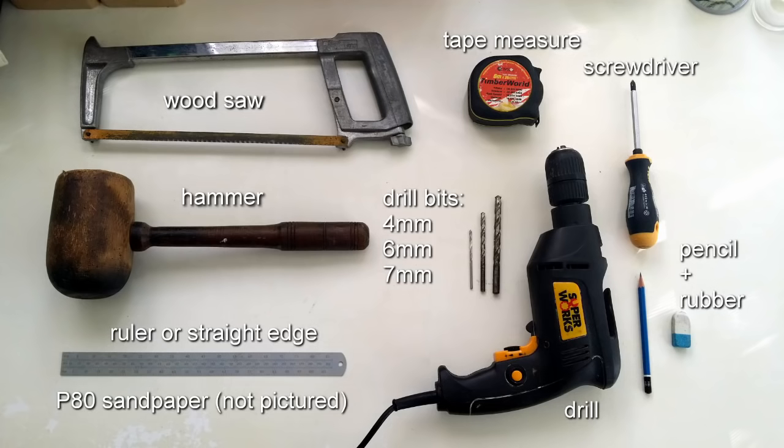The tools you will need are a wood saw, hammer, ruler or straight edge, tape measure, drill bits in 3 different sizes, so you need 4mm, 6mm and 7mm. You need a drill, so preferably a power drill, a manual one probably not the best. You need a screwdriver that fits the screws that you've got, a pencil, a rubber, and P80 sandpaper, which isn't pictured, but it's definitely useful.